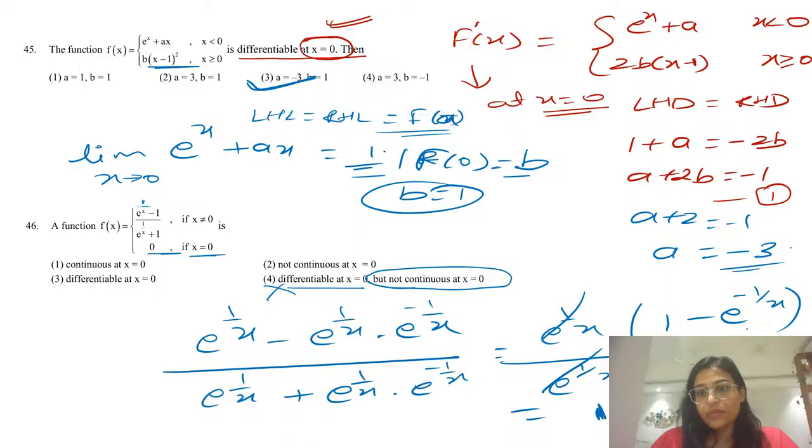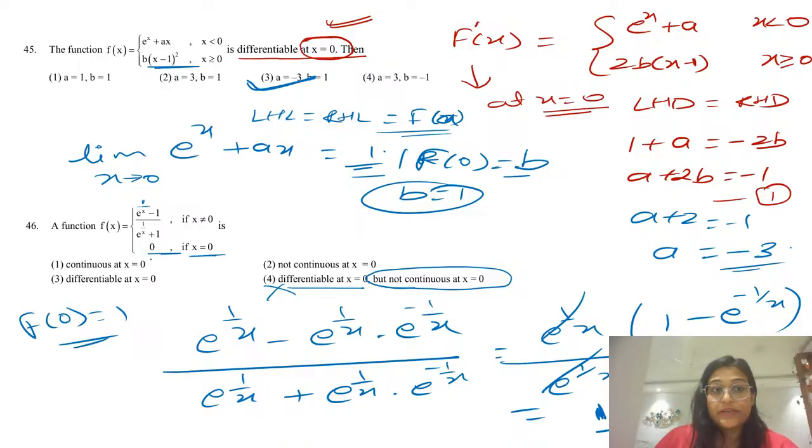Because when I put 0 here, I'm just finding the function's value at 0. When I put 0 here, it becomes minus infinity. E to the power minus infinity tends to 0. So this will become 1, correct? Here our limiting value is coming as 1, but f of 0 is given as 0.